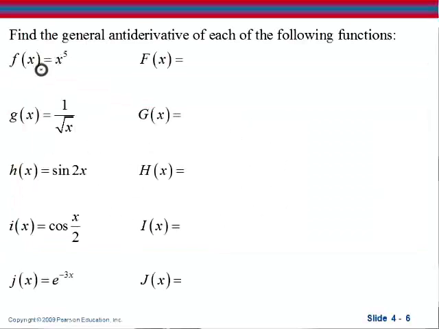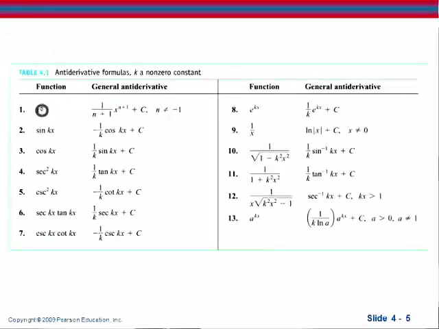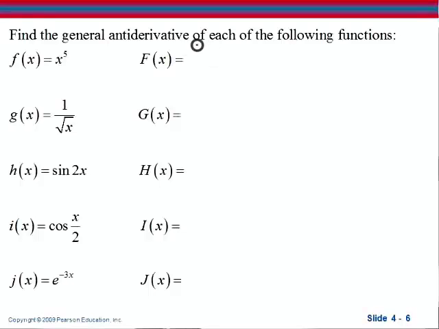Now let's look at a few examples. Let's take f of x equals x to the 5th, and we want to find the general antiderivative of each one of these functions. Now this is the power rule, x to the n, and it said we take 1 divided by n plus 1, x to the n plus 1, plus c. So that means we have 1 divided by 5 plus 1, x to the 5 plus 1, plus our constant. Of course, 5 plus 1 is 6, so we would have 1/6, x to the 6, plus our constant.